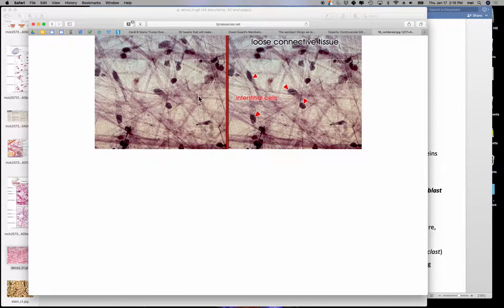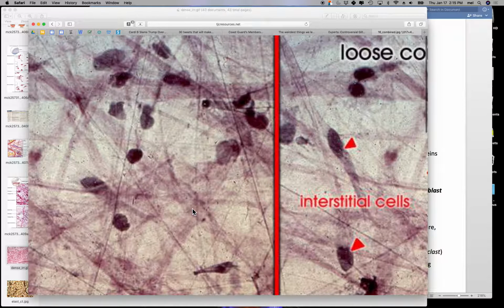How about this one? Yeah, that's loose, right? So loose versus dense. Does that make sense to you guys? Okay, that's what the loose versus dense has to do with it. And by the time we get finished, and we'll do this on Tuesday when I see you, there are 3 loose and 3 dense. Good? So by the time you get finished, you will learn 3, 6, 9, 10, 11 connective tissues.